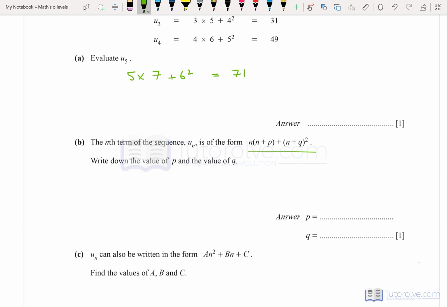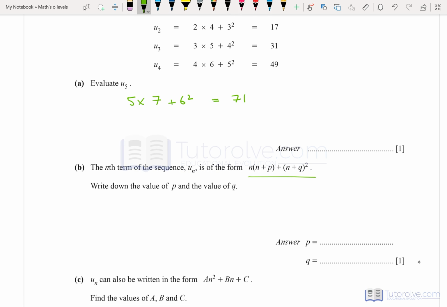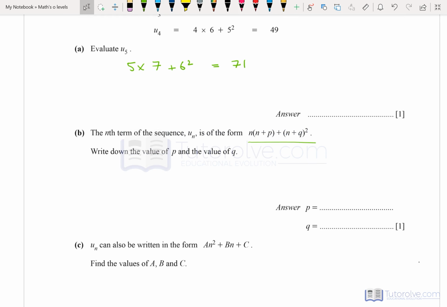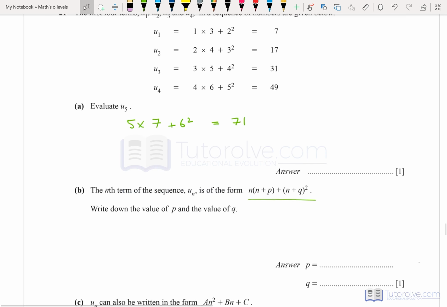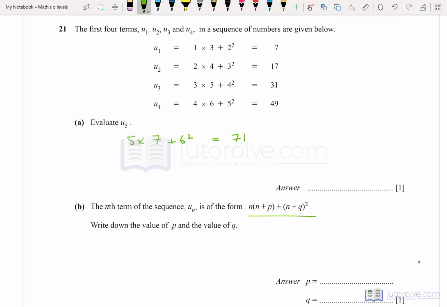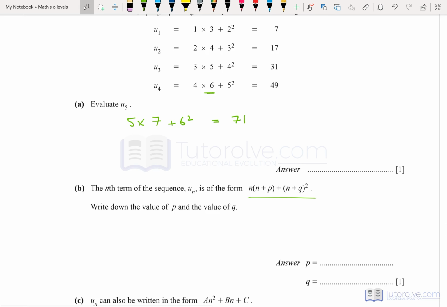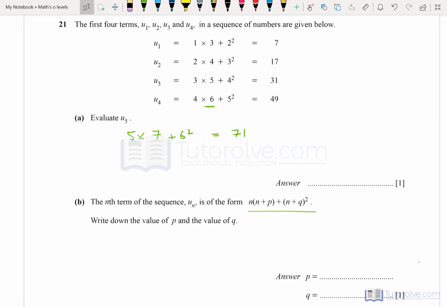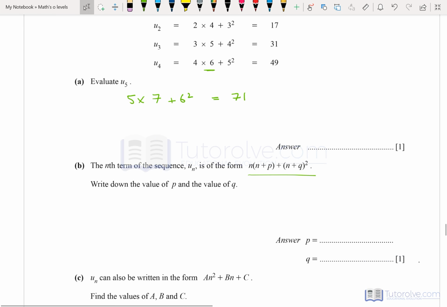We need to write down the values of P and Q. There's no calculation involved; we just need to see how, if you plug in one value, the other value would change. If the term is the fourth one and you want to find this P right here, this is actually 2 more than the actual term. So P is going to be 2.